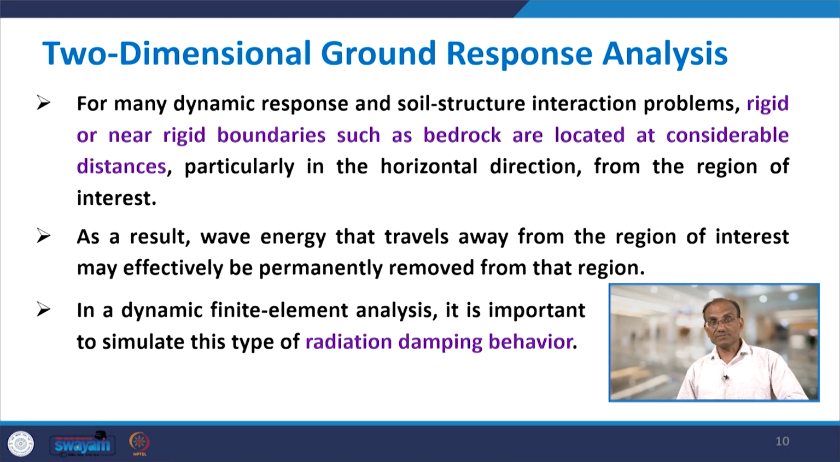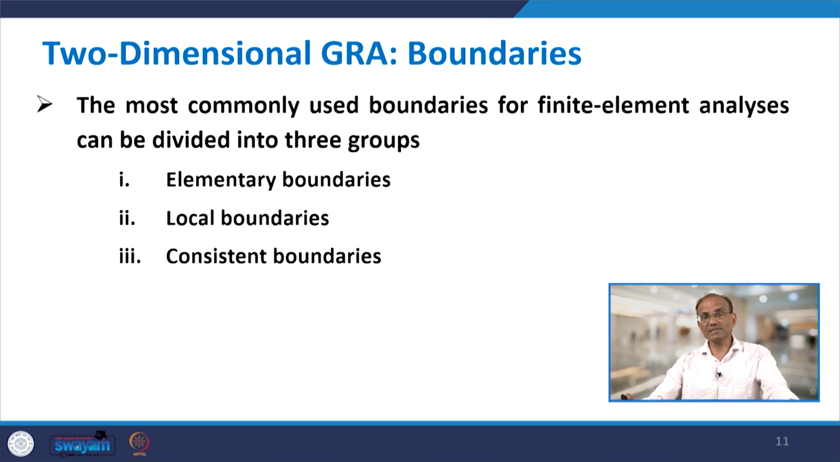For many dynamic soil-structure interaction problems, rigid or near rigid boundaries such as bedrock are located at considerable distance, particularly in the horizontal direction, from the region of interest. As a result, wave energy that travels from the region of interest may effectively be permanently removed from that region. Because when the waves travel far away, they may not come back, and so that energy is removed, which we will discuss also in the last lecture. In a dynamic finite element analysis, it is important to simulate this type of radiation damping behavior. What is radiation damping, what is material damping, that we already discussed.